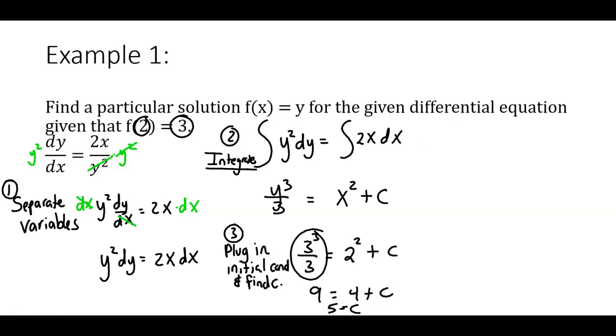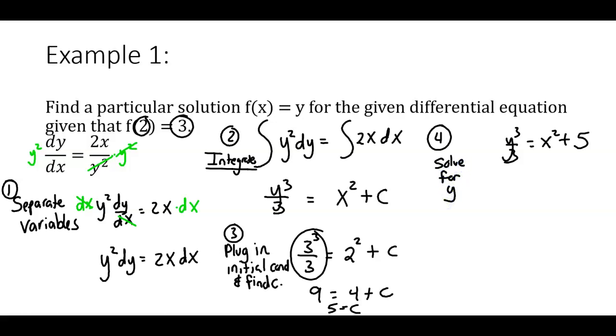And then we have the following here, which is y cubed over 3 is equal to x squared. And instead of plus c now, we're going to have plus 5. Okay, but step 4 is going to be the last step, and that's the step where we're going to solve for y.